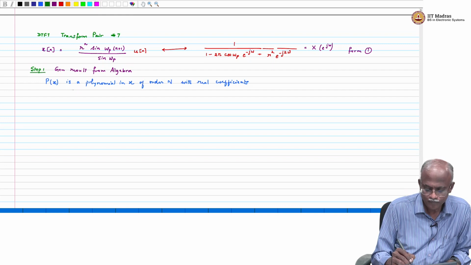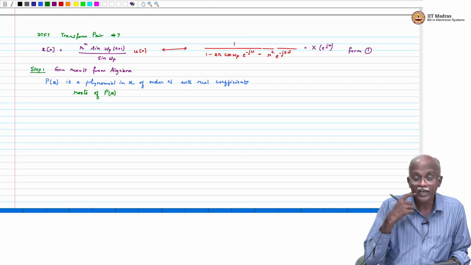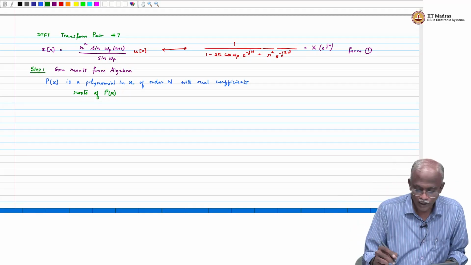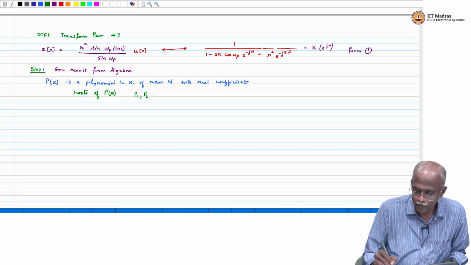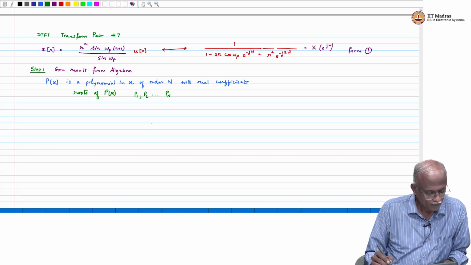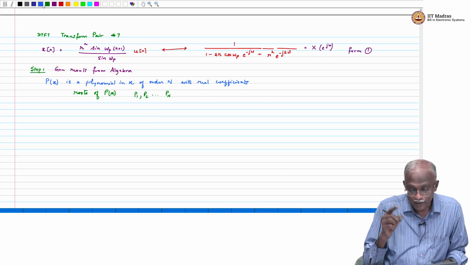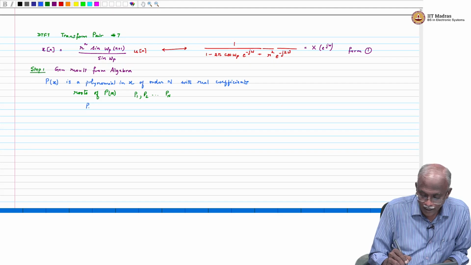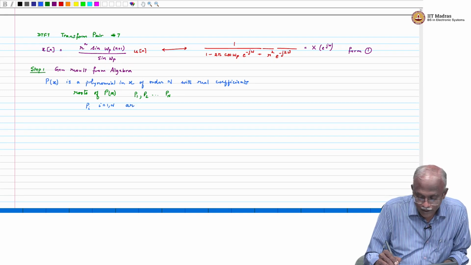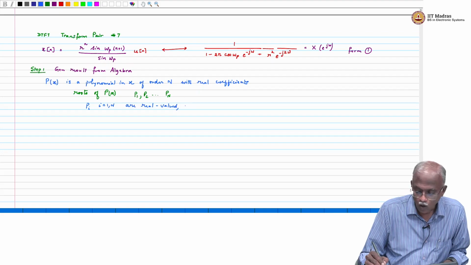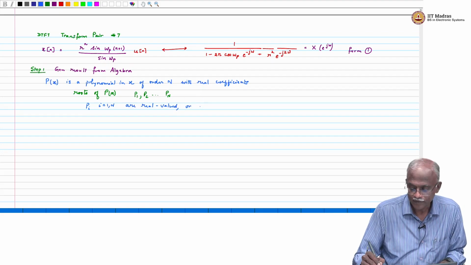How many roots will it have? The roots of p of x, there will be a total of n roots. A polynomial of order n, there will be n roots. Let us name them as p1, p2 up to pn. Okay. Now, the important result that we have is that pi where i equal to 1 through n, these are the roots. They will either be real valued, because the polynomial has got real coefficients, or they will occur as a complex conjugate pair.